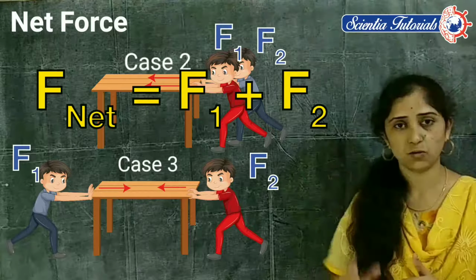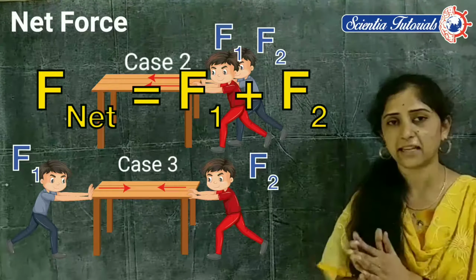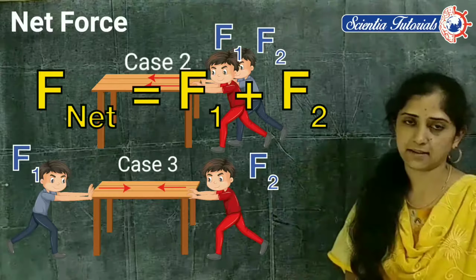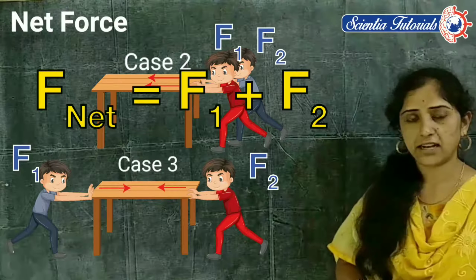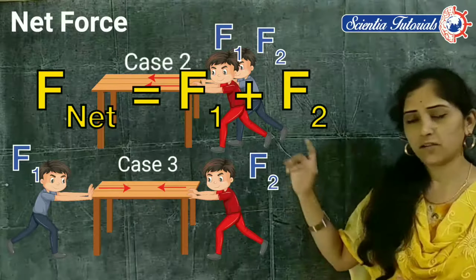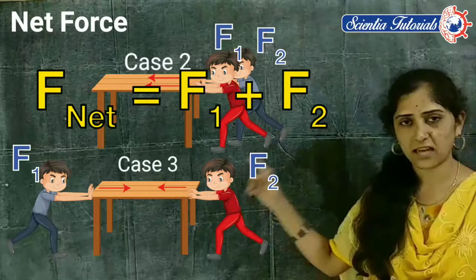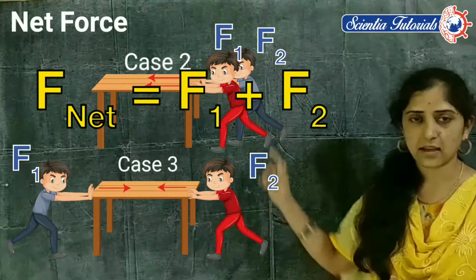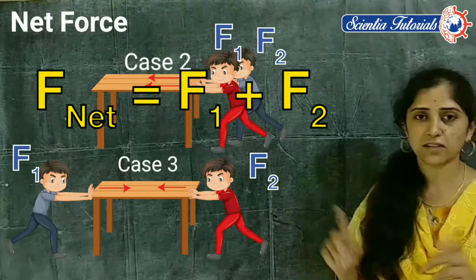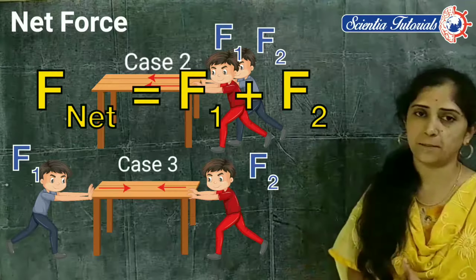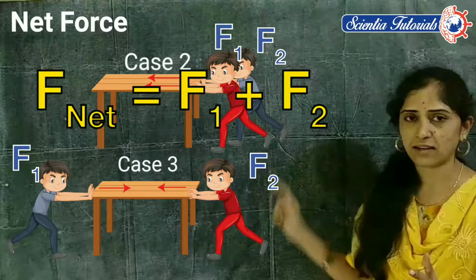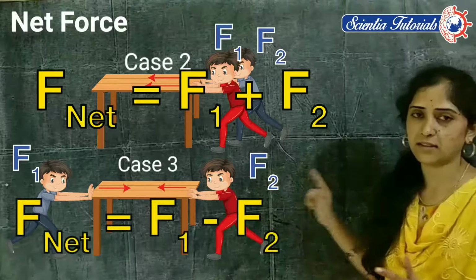When your friend and you apply force in opposite directions, what is the net force in this condition? If your friend applies more force than you, then we take it as F1 plus minus F2, because your forces are opposite to each other. So the final net force is F1 minus F2.